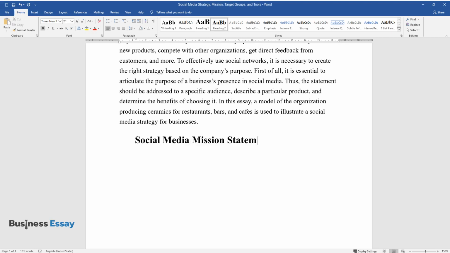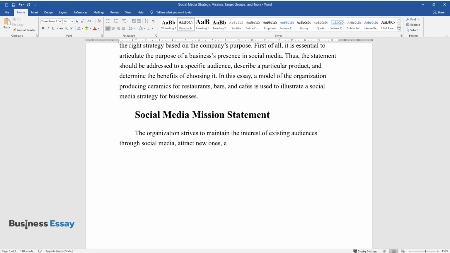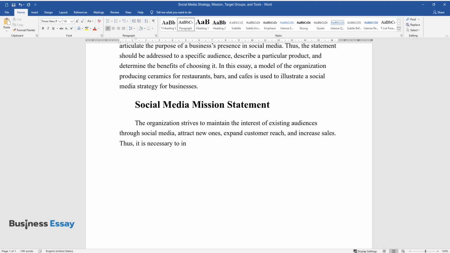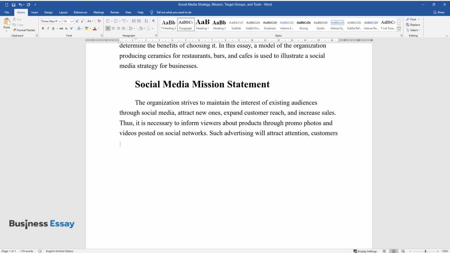Social media mission statement. The organization strives to maintain the interest of existing audiences through social media, attract new ones, expand customer reach, and increase sales. Thus, it is necessary to inform viewers about products through promo photos and videos posted on social networks. Such advertising will attract attention, customers will be able to discuss it and recommend products to their friends.